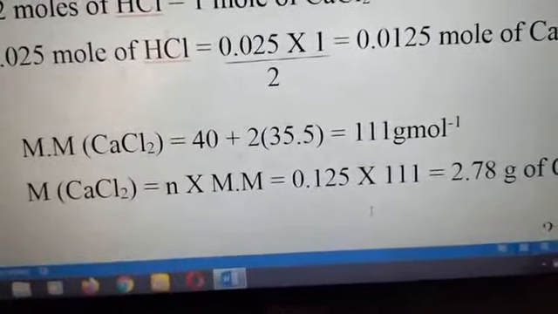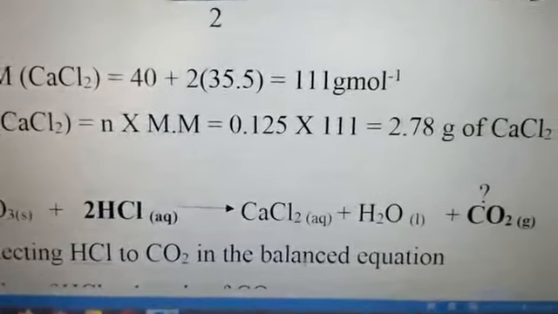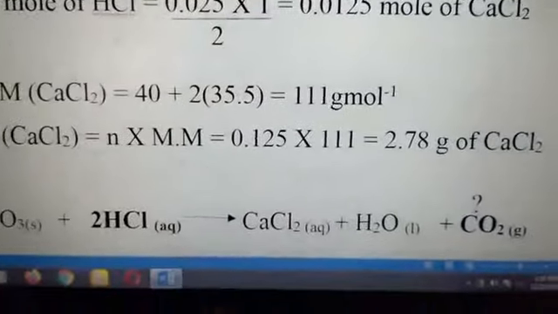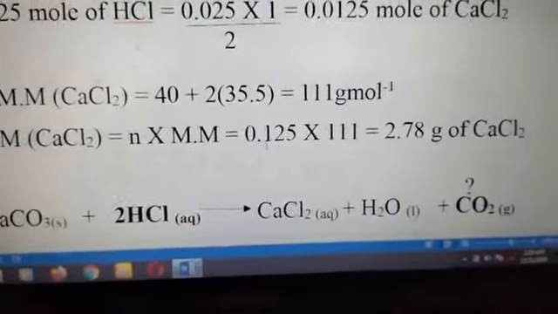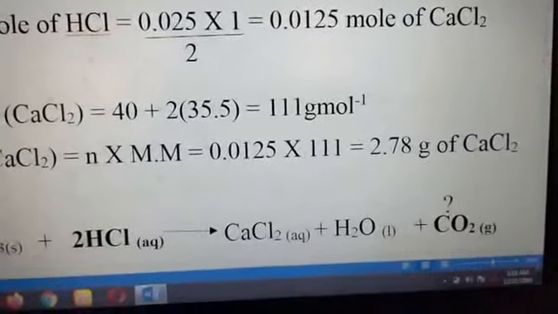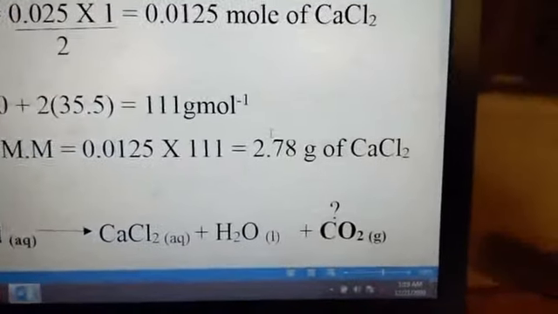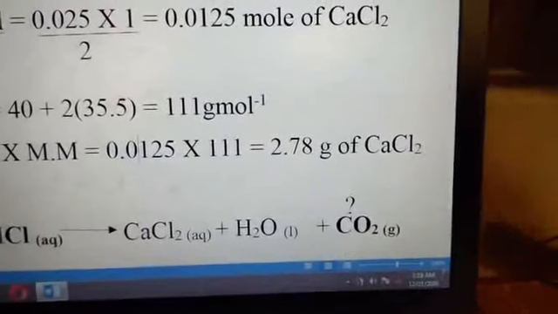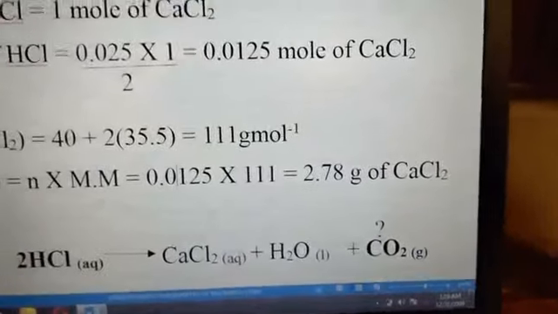So the mass of calcium chloride is mole times molar mass, which is 0.0125 times 111. That gives us 2.78 grams of calcium chloride produced in the reaction.